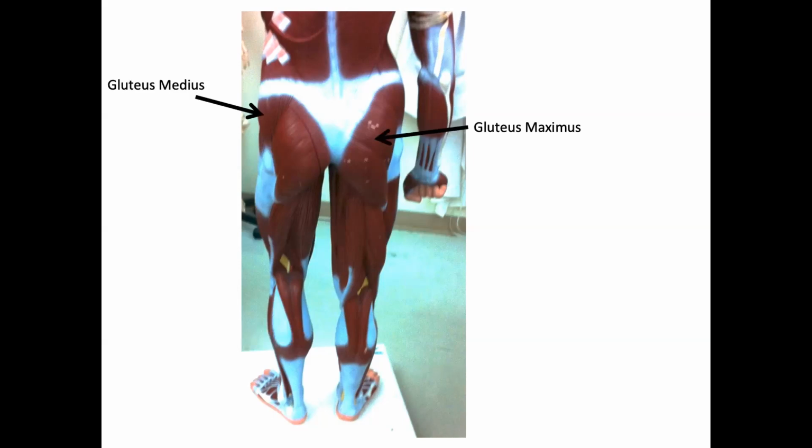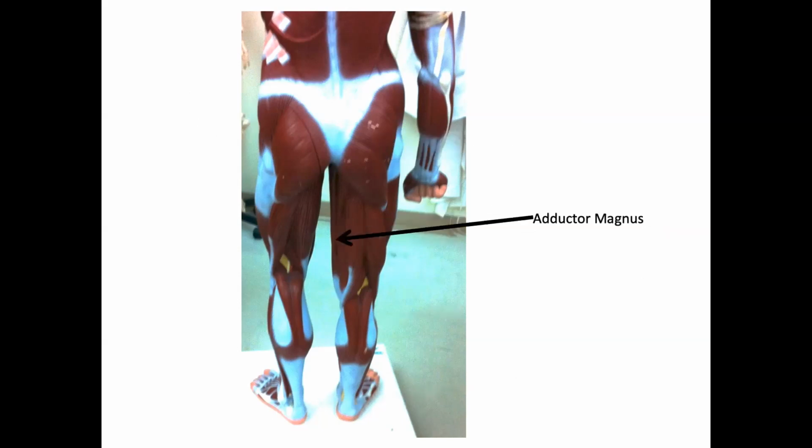Then we get our visible gluteal muscles, gluteus medius and gluteus maximus. Deep to gluteus maximus, we will see gluteus minimus. To the medial side, we'll see adductor magnus, and just superior to adductor magnus is adductor longus. And just medial to adductor magnus, we will see the gracilis muscle.